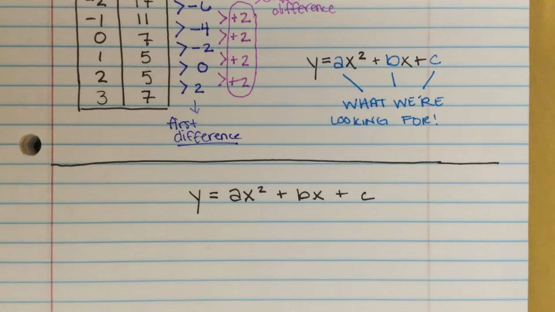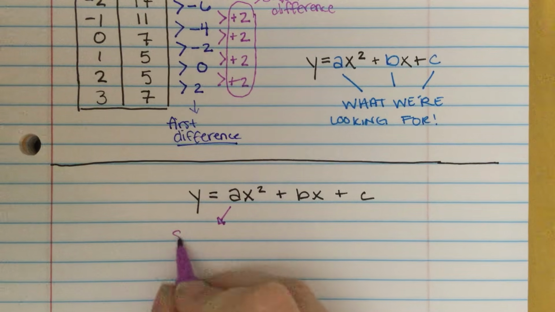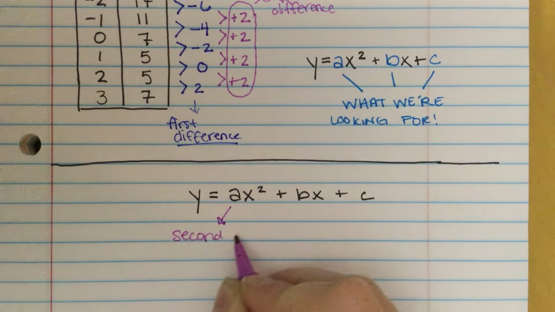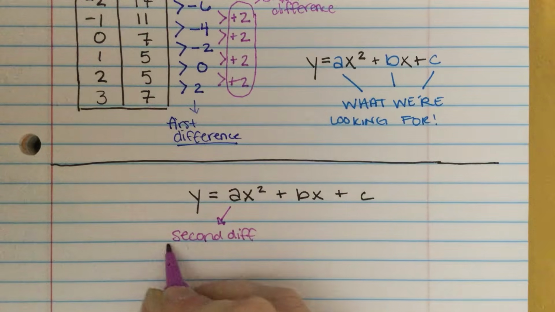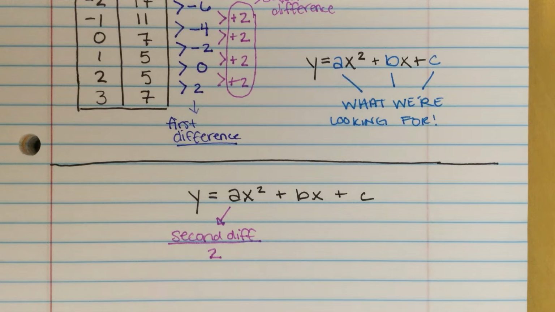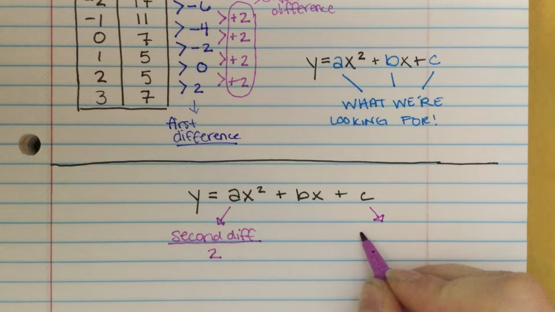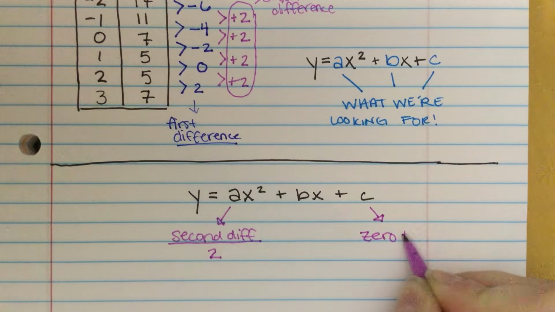Okay. Now, the a value can be determined by taking our second difference and dividing it by 2. That will always work. Okay. My c term is also my 0 term.